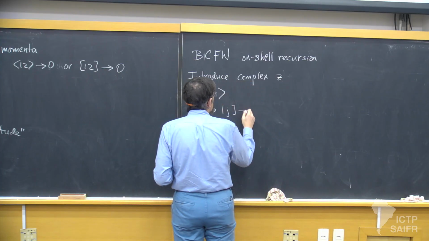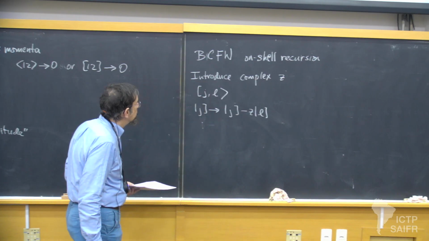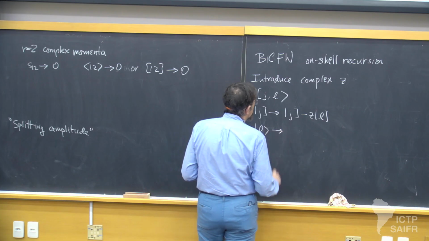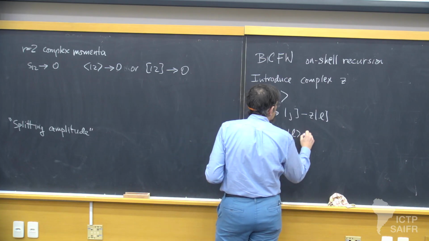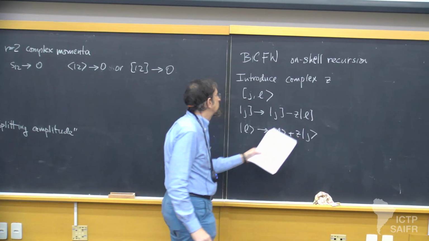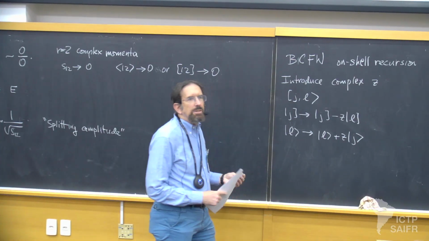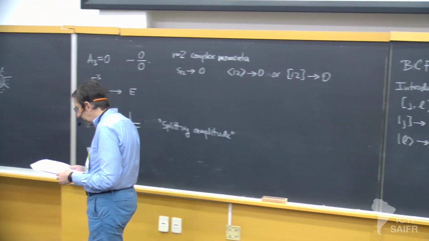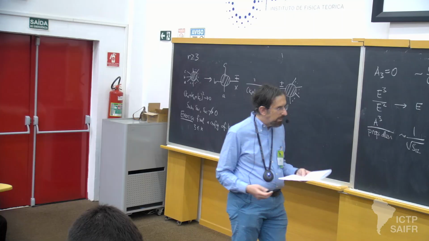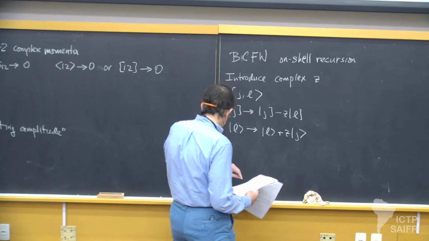We're going to replace the jth angle spinor with the jth angle spinor minus z times the lth bracket spinor, and for the L angle spinor, we're going to shift it by the opposite amount in z, but now times the jth angle spinor. So this in turn is going to induce a shift in the external momenta. And if you had started with real momenta, now they're going to be complex, but otherwise everything is left unchanged.